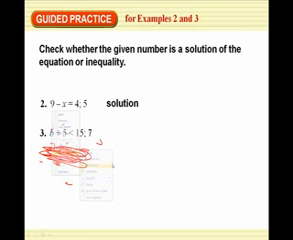Okay, I'll just talk it. 7 plus 5 is 12, and 12 is less than 15. So yes, that's a solution. Next one.